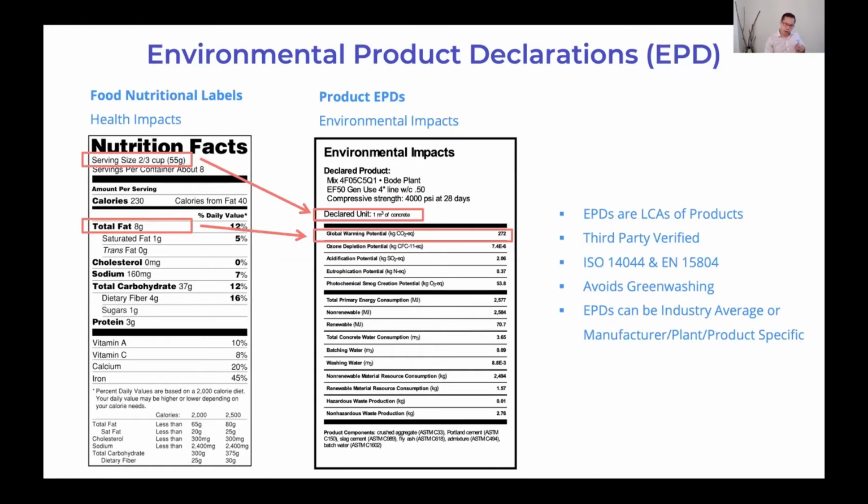So now let's get into EPDs, environmental product declarations. Most of you are probably familiar with them, but they're basically like nutrition labels. But instead of reporting the health impacts per unit of food, for building products, they report the global warming potential per meter cubed of concrete, for example. These EPDs are third-party verified, they follow ISO standards, and it avoids some of the greenwashing because it's actually evaluating the actual environmental performance. These EPDs can be industry average values for a given product category, or they could also be manufacturer, plant, or product specific EPDs.